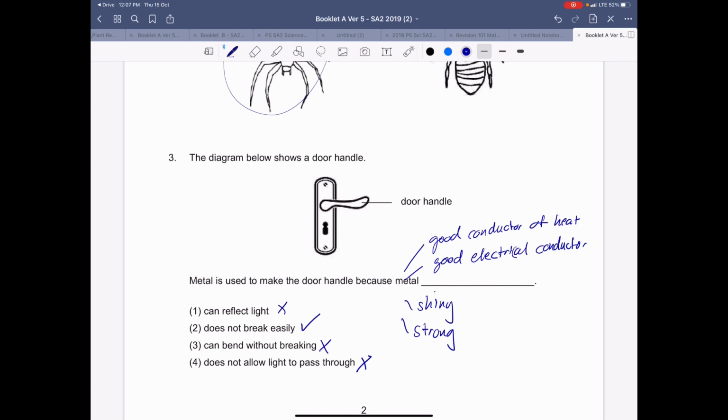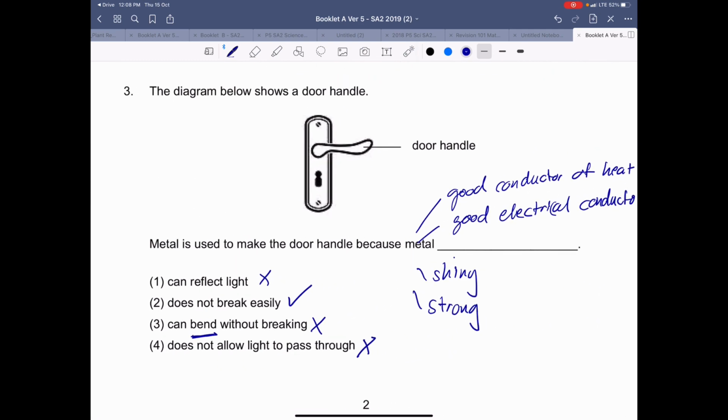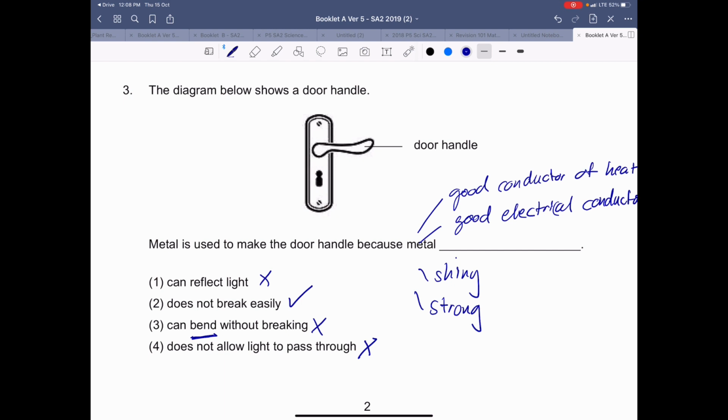Now, do you want your handle to bend? No. Exactly. Because you do not want your handle to bend, you don't even want that to be part of the answer. It doesn't make sense for your handle to bend. So the answer between 2 and 3 is obviously 2. It does not break easily. Now, why do you need this?